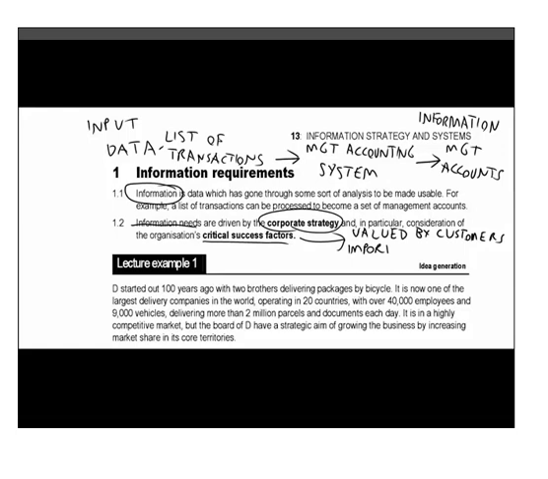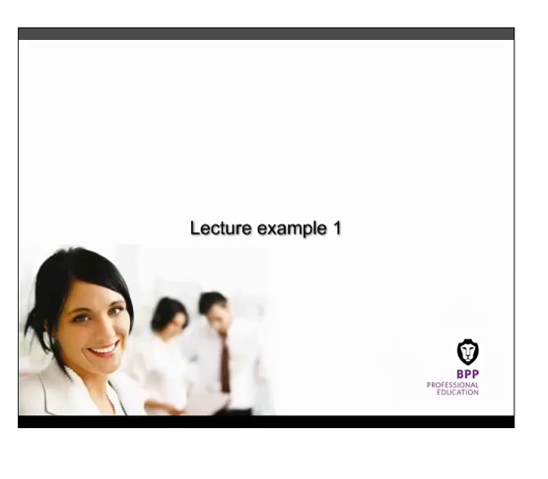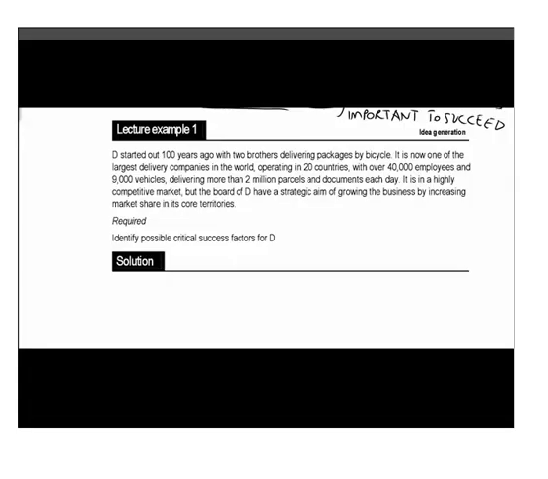In lecture example 1, we introduce a fictional organisation that we're going to use as a basis of case studies throughout this chapter. That way we can help you show how important it is to apply knowledge, and that it helps you to think about these issues in the context of a particular organisation, because that's how you're going to be tested about it. So the fictional organisation is called D. It's a courier company that operates in 20 countries with 400,000 employees and so on.